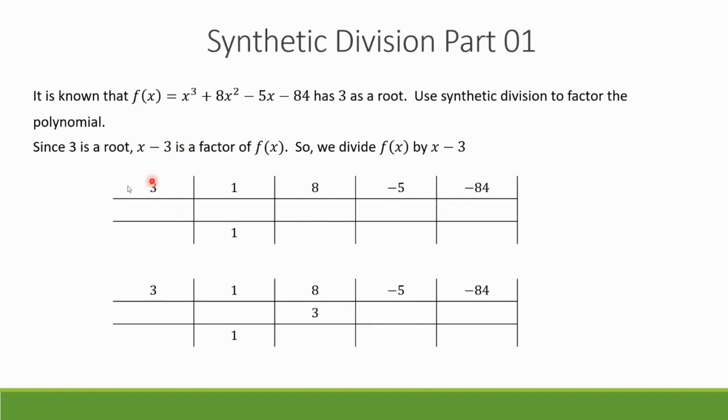So remember, we have this little grid here. We have the coefficients of our dividend, our polynomial. As you can see, we have 1, 8, minus 5, minus 84. X minus the number 3 in this case is the first one here. And this 1 we bring down.